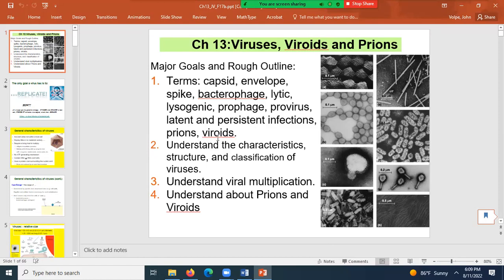Understand the viral characteristics, what their structure is, and the classification of viruses. Also understand about viral replication, viral multiplication. And then lastly, we'll talk about prions and viroids. Any question about what we're doing?